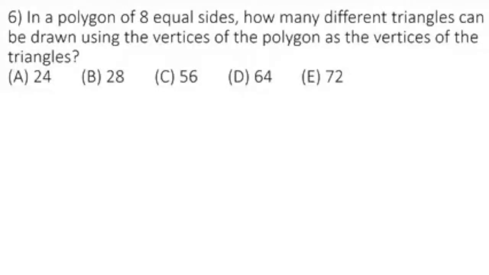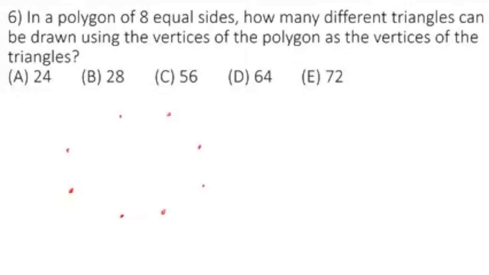A polygon of 8 equal sides is given. How many different triangles can be drawn by using the vertices of the polygon as the vertices of the triangle? The polygon has 8 sides, so I have 8 points. From the 8 points I need to select any 3 points to get a triangle.